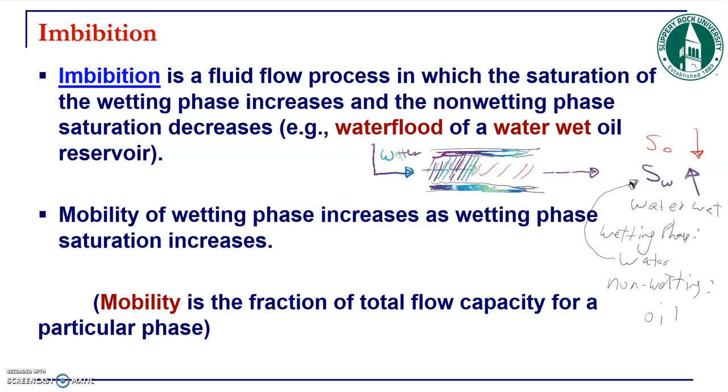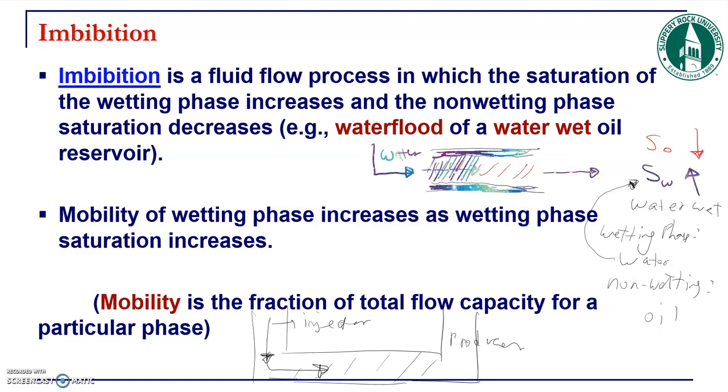Let me try to draw. Let's say this is our reservoir, right? And we have a water injection wellbore, and then the water is injected into the reservoir to remove the remaining oil from the reservoir and produce it from a producer. So this is a producer, this is an injector well. Water is injected from this side, the oil is produced from the other side along with the water.